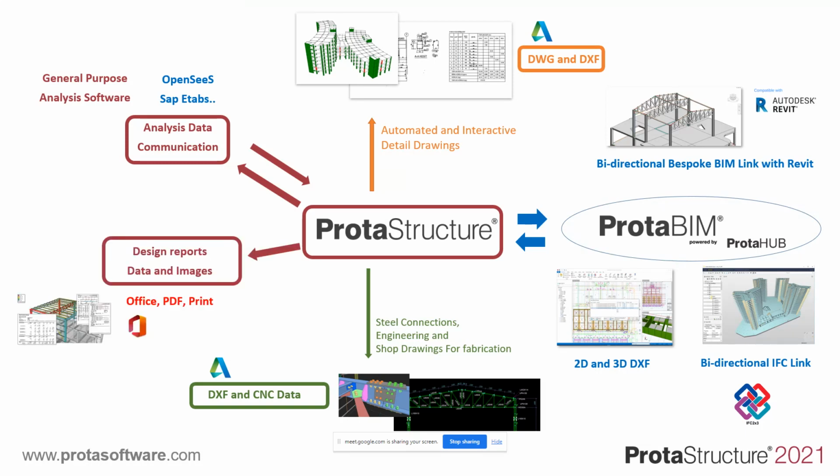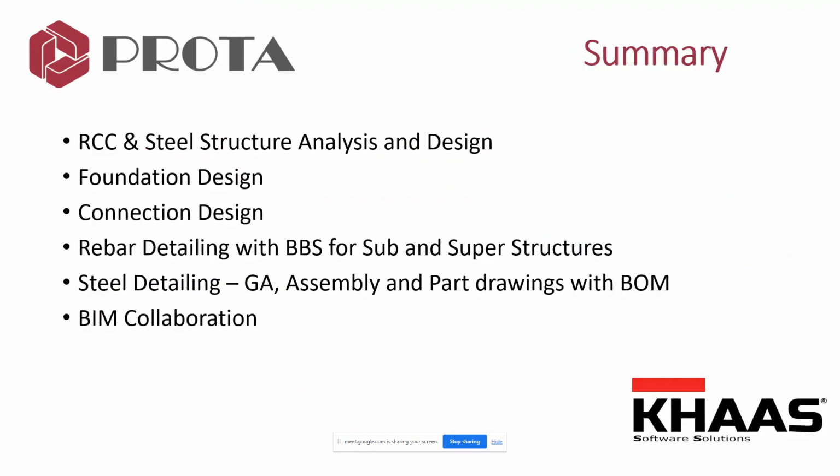and we can also do the export for SAP and ETABS as well. Then we can also generate the design reports. So you can see the summary. Normally, for the superstructure, things like RCC and steel structure analysis and design can be done. Foundation design can be done. Connection design, rebar detailing with BBS for both the sub and superstructure. Steel detailing, where we can generate the details for GA, assembly and part drawings with bill of material and bill of quantities.